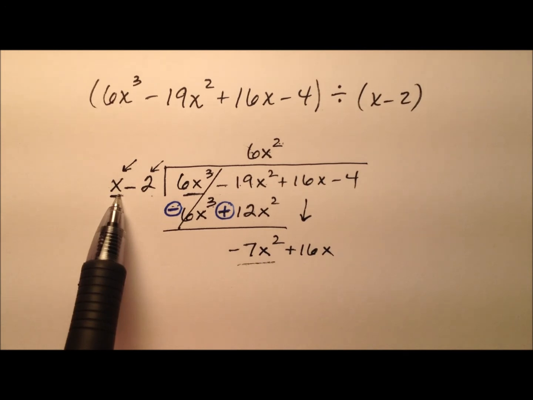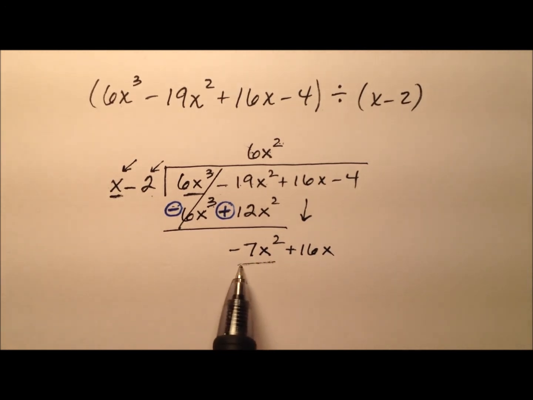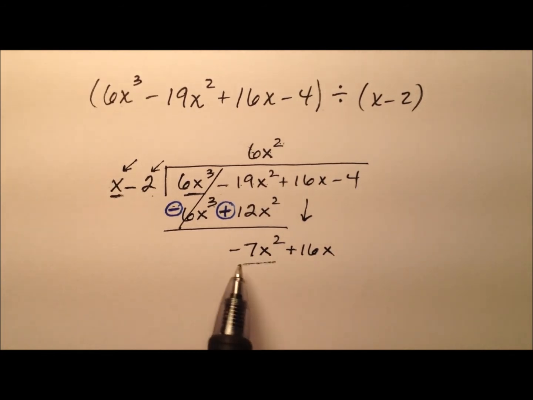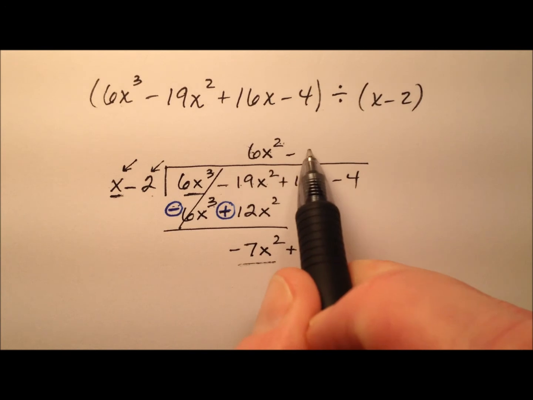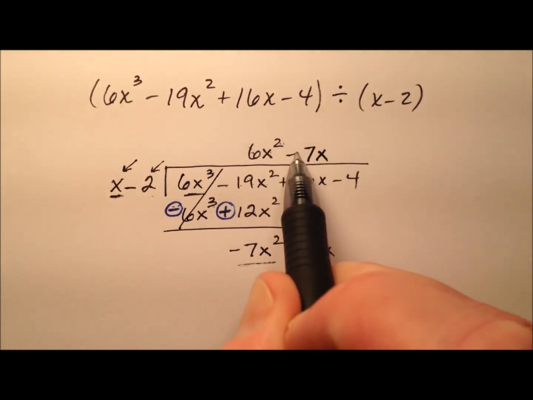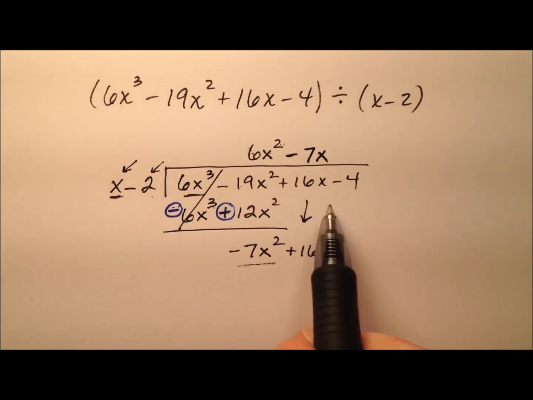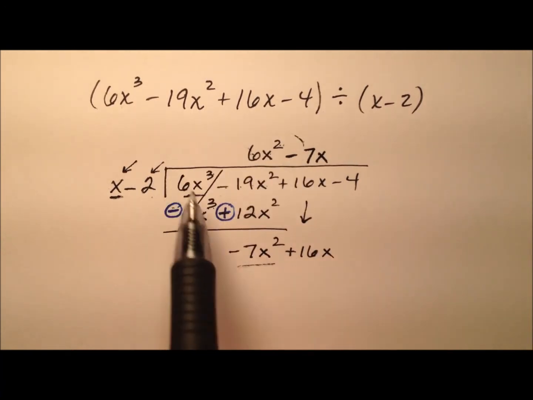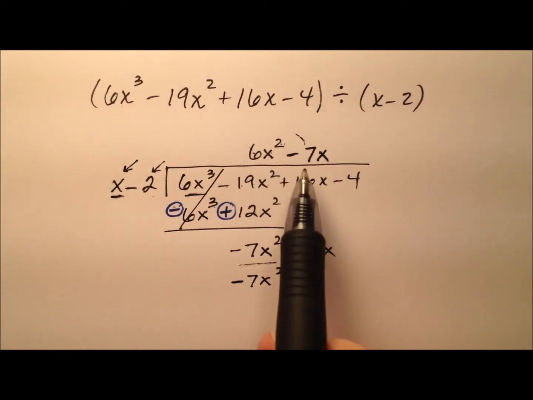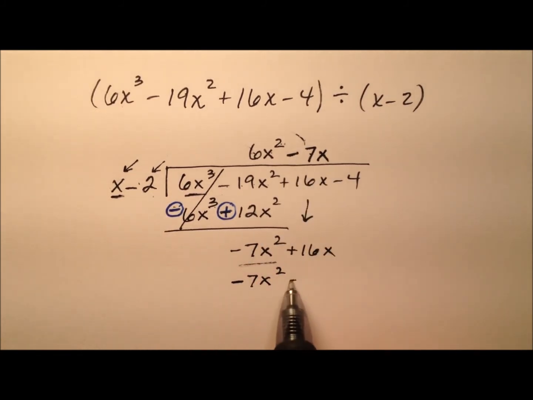What do I need to multiply by x to get negative 7x squared? Or of course you can go the other way and say negative 7x squared divided by x. Either way you're going to get negative 7. And we're going to go ahead and put that negative 7x right above this 16x because they're like terms. And then I'm going to go through and distribute. So negative 7x squared, and then negative 7x times negative 2 is plus 14x.